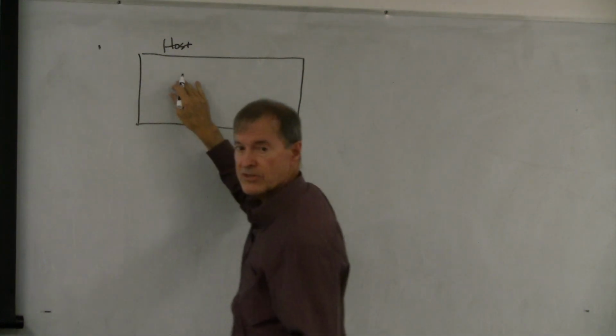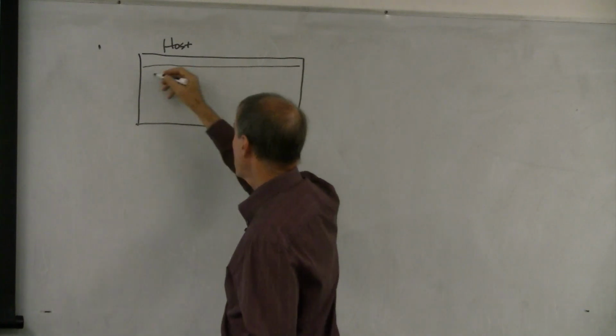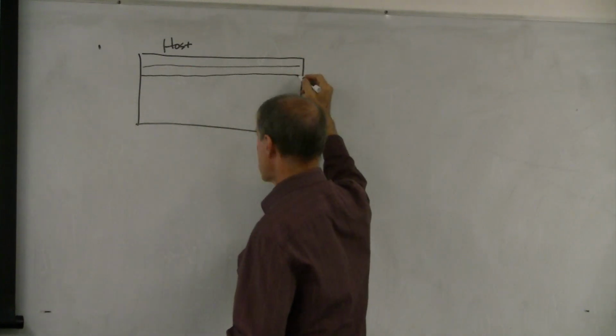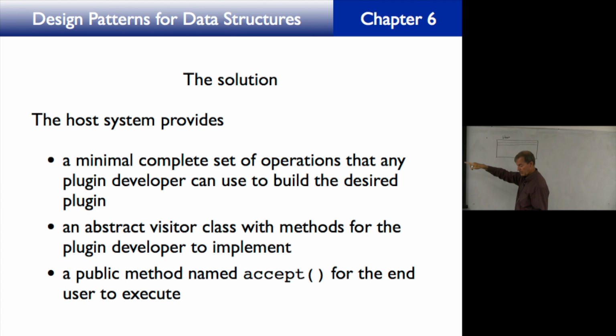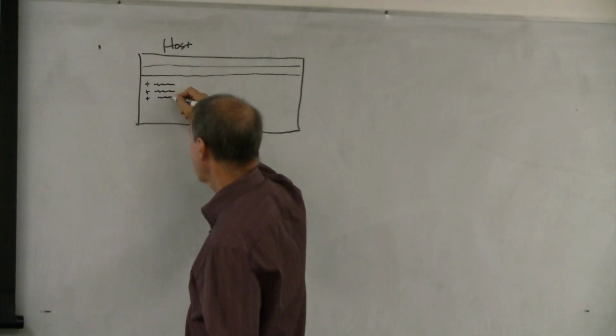And if this were a UML diagram, you'd have the name and the attributes and so on. And what does it say the host system provides? A minimal complete set of operations, and the developer can use them. So are these going to be public or private? They're going to be public. So plus, blah, blah, plus, blah, blah, plus, blah, blah.